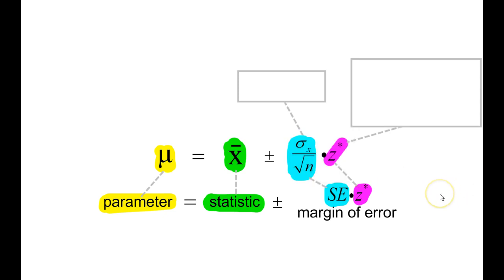So the standard error in this case comes from the central limit theorem. So we take our standard deviation divided by square root of n. That's our new standard deviation, also called the standard error.